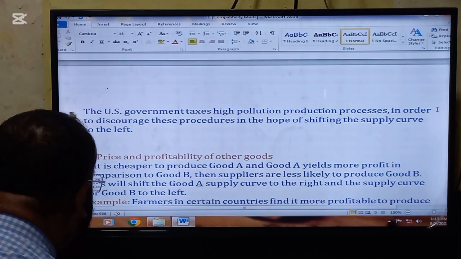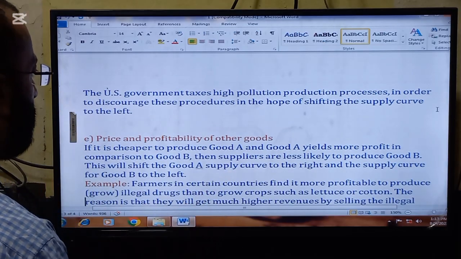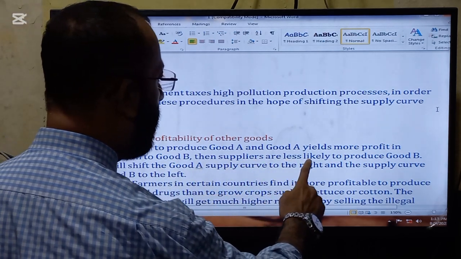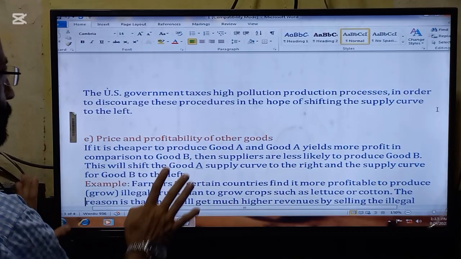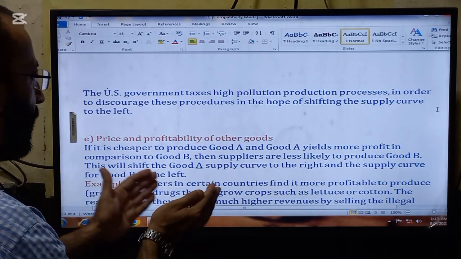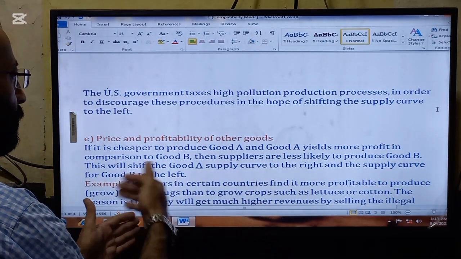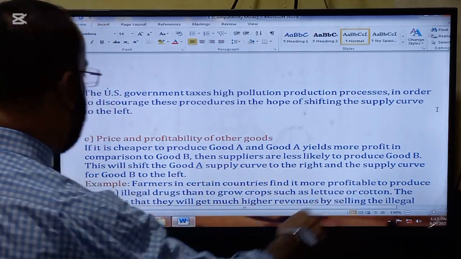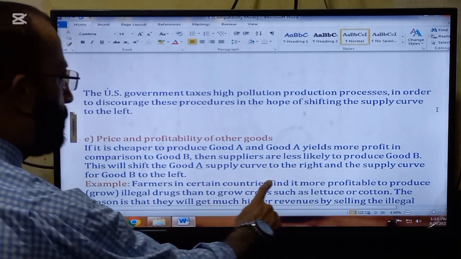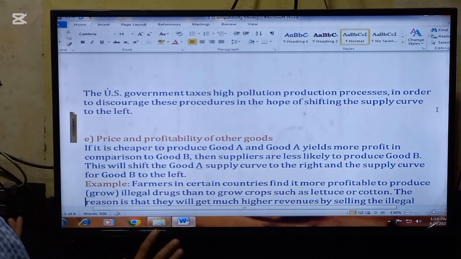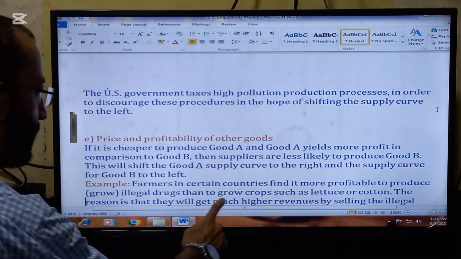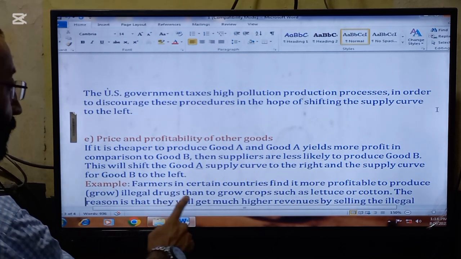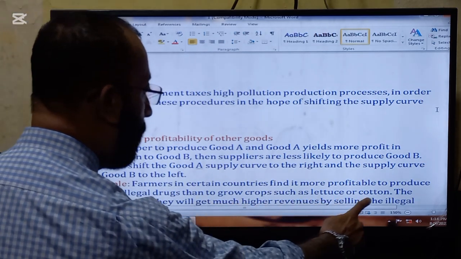Here is another factor that we are going to read: the price and the profitability of other goods. If it is cheaper to produce good A and good A yields more profit in comparison to good B, then it is common sense that producers will shift to produce good A instead of good B. Then suppliers are less likely to produce good B. This will shift the good A supply curve to the right and the supply curve of good B to the left. An example is here: farmers in certain countries find it more profitable to grow illegal drugs than to grow crops such as lettuce or cotton.